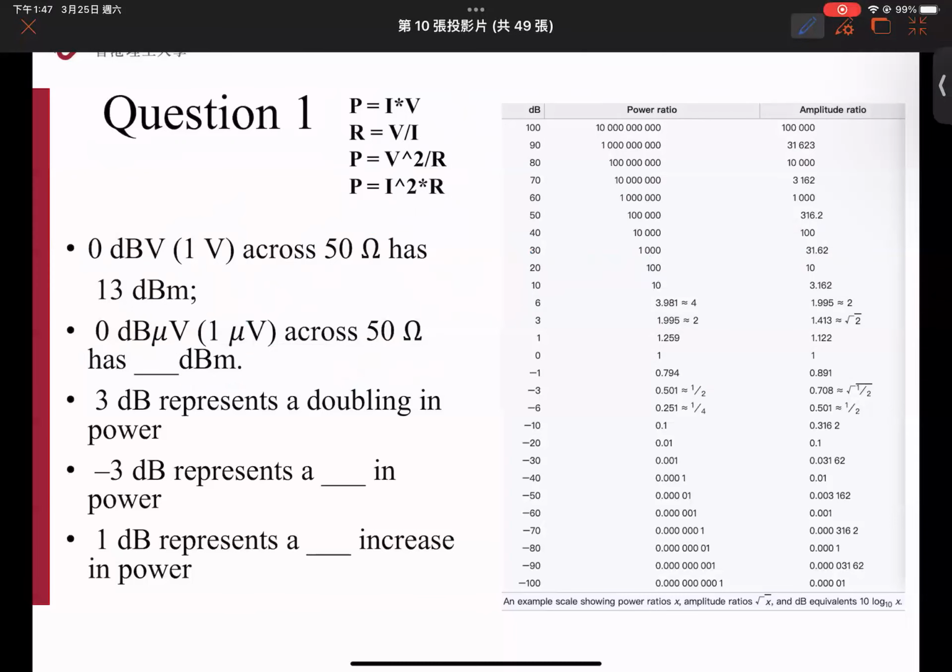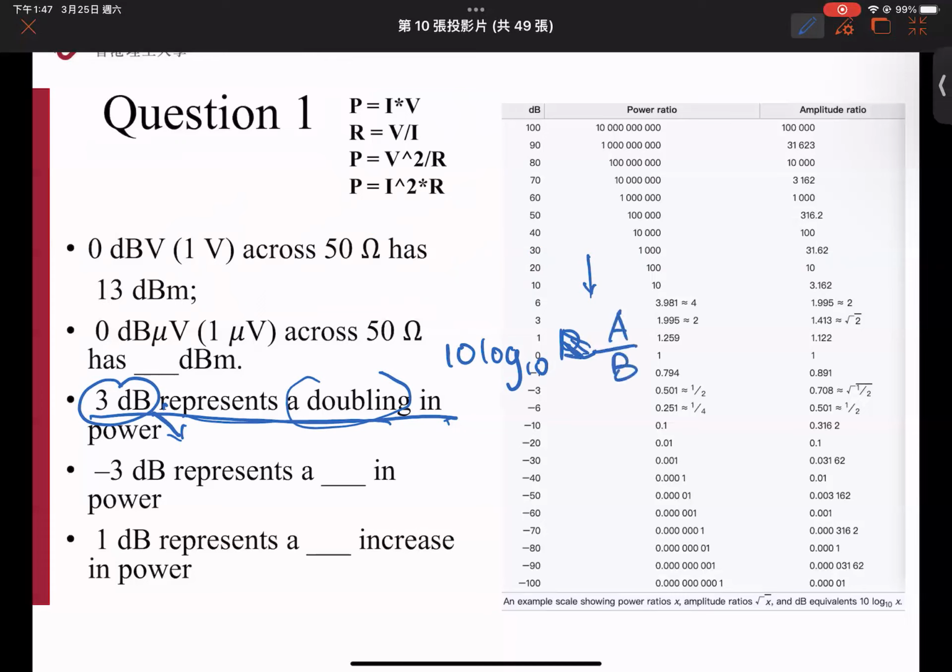So let's go into the other one. The other one is 3 dB is represented by a doubling in power. How to interpret it is that this is actually a comparison, because it's only dB. We do not have any reference. If you talk about the comparison, we have 10 log 10 of some kind of ratio. This is the comparison between two different things, like A compared to B. Then what we obtain is 3 dB, right? In terms of this sentence.